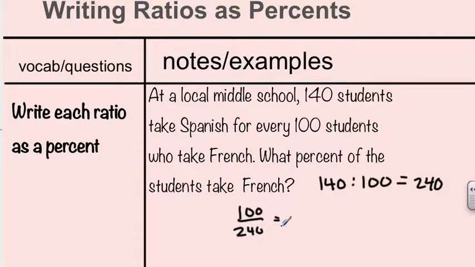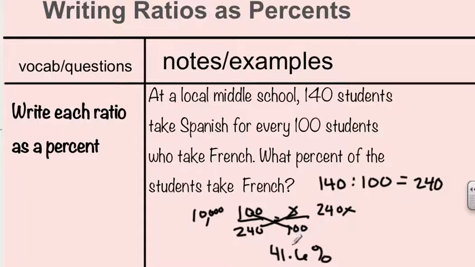So if I was to figure out over 100 what this would be, I would do some cross multiplying here, and I'd get 10,000 up here, 240x over here. I'm going to divide both sides by 240. And I would get 41.6 repeating percent, because that's what that would fill in as.